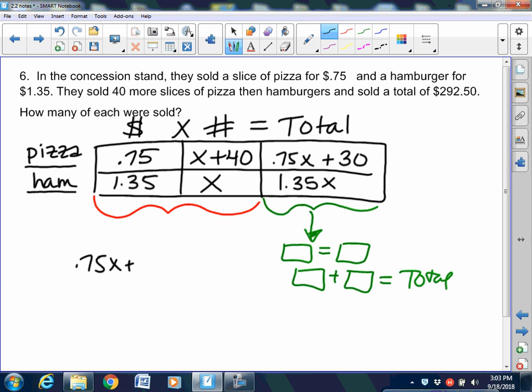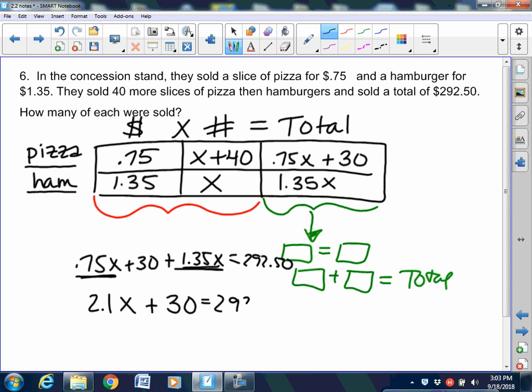0.75x plus 30 plus 1.35x equals 292.50. Ran out of room. I'll put my x's together. 1.35x plus 0.75x is 2.1x plus 30 equals 292.50.